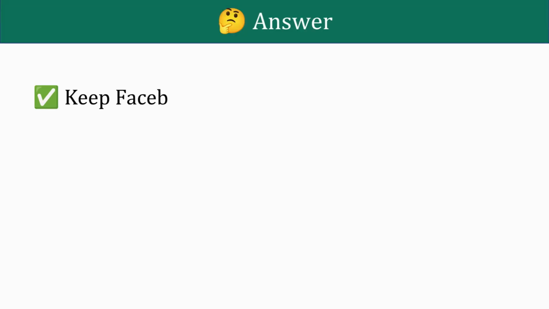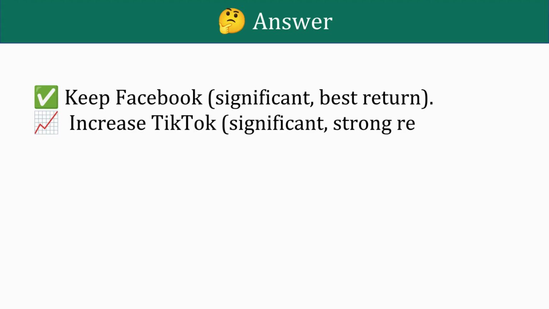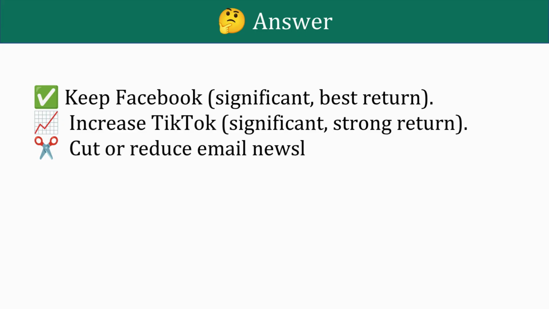Facebook ads 3.5, p-value 0.001, significant, best return, keep it running. TikTok ads 2.1, p-value 0.04, significant, strong return, increase here. Email newsletter 0.9, p-value 0.08, not significant, cut or reduce. Remember, not significant does not mean zero effect. It means not enough proof. If you got all three right, well done.